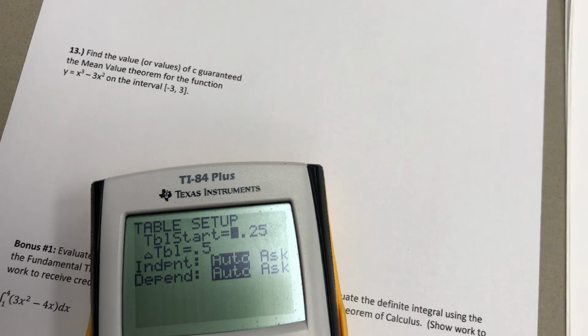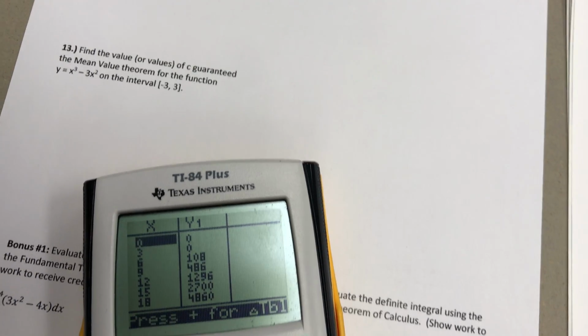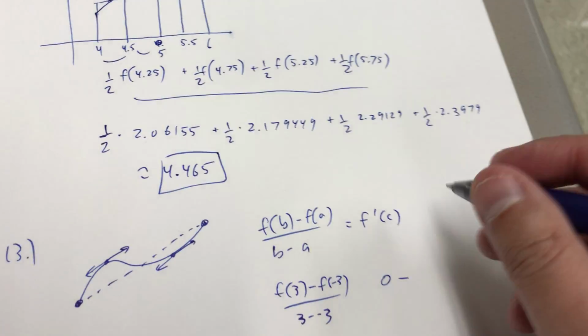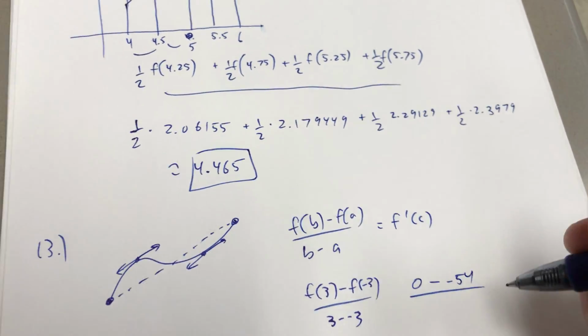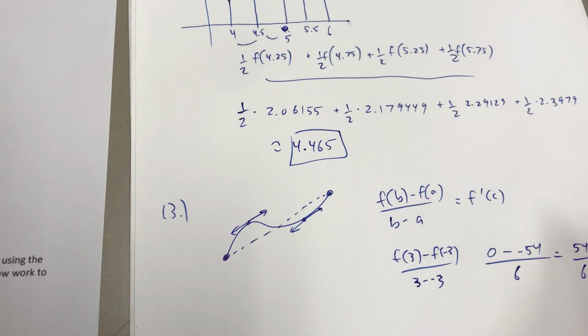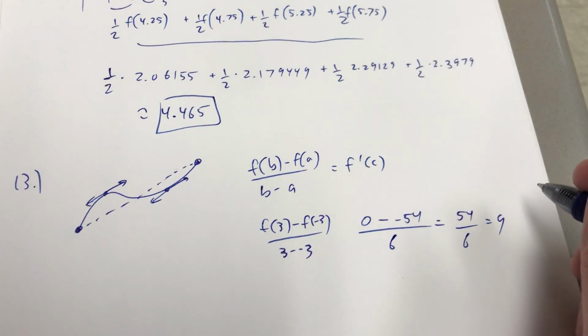Okay, so f of 3 really is 0. F of negative 3 is negative 54. So it's going to be 0 minus 54. Okay, and on the bottom we have 6. 54 over 6 is equal to 9, okay? So the slope from the starting point to the ending point was 9.